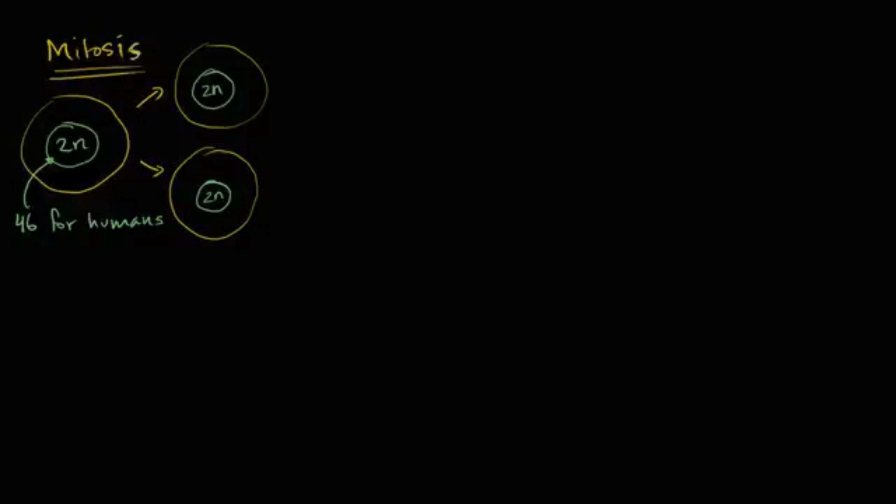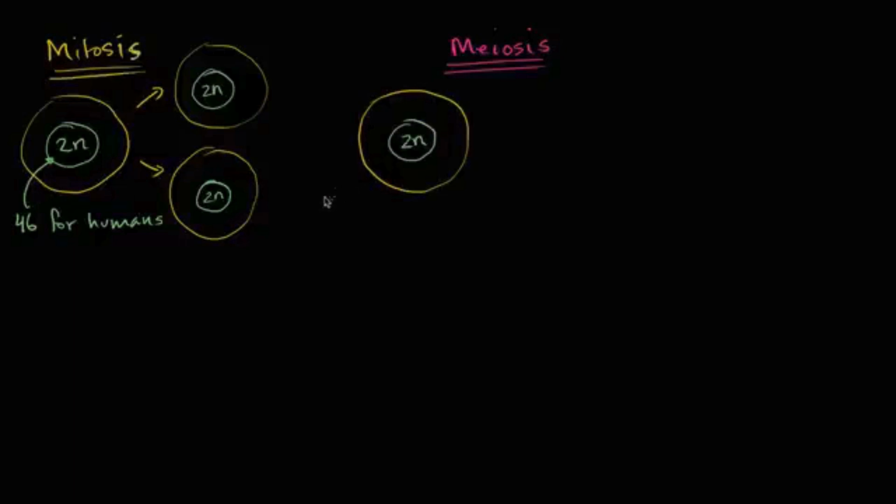Now, what happens in meiosis? I'll do that over here. In meiosis, something slightly different happens, and it happens in two phases. So you will start with a cell that has a diploid number of chromosomes, and in its interphase it also replicates its DNA, and then it goes through something called meiosis 1.